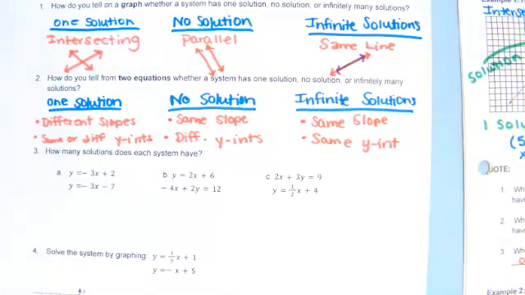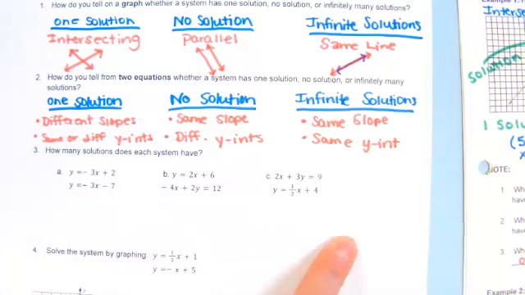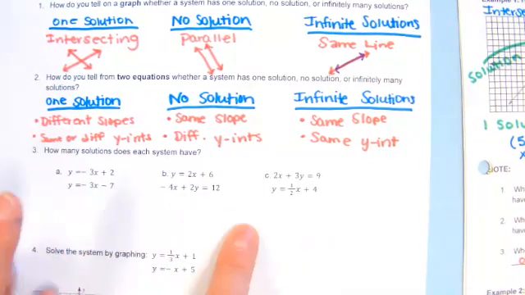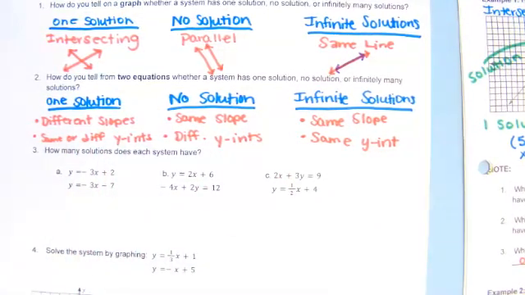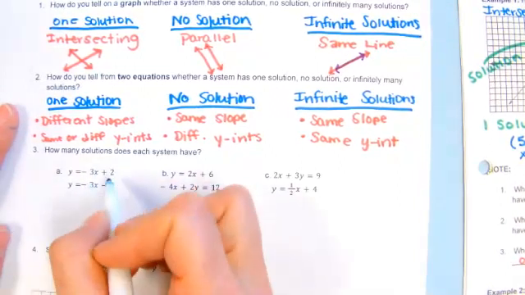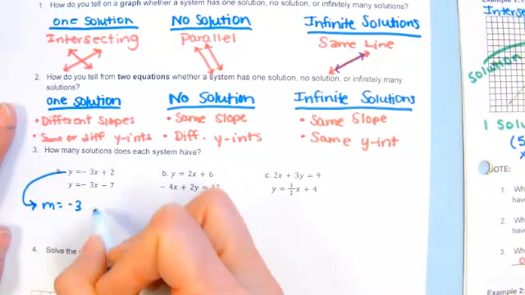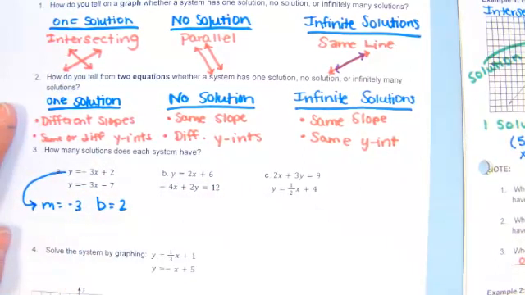Those are important to know for the next sections of graphing and solving without the graph, but just knowing how many solutions. So I'm going to use this information to answer the next question. It says, how many solutions does each system have? In order to know that, we have to figure out the slope and y-intercept for each of them. On the first one, you have two different equations. Let's start with the top one. The m, or the slope, for the top one is -3.